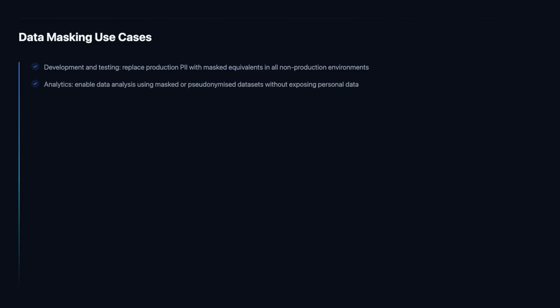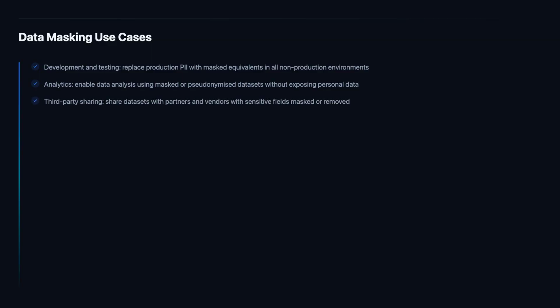Analytics and business intelligence workloads often require access to large volumes of data that include personal information. Where the analytical purpose can be achieved using aggregated, pseudonymized, or anonymized data, organizations should implement masking to avoid processing personal data unnecessarily. Masked analytics datasets reduce the regulatory risk of the analytics function, make it easier to share data with business intelligence partners, and reduce the damage scope if the analytics environment is breached. The key technical challenge is ensuring that the masking does not distort the statistical properties of the data in ways that compromise the validity of the analytical outputs.